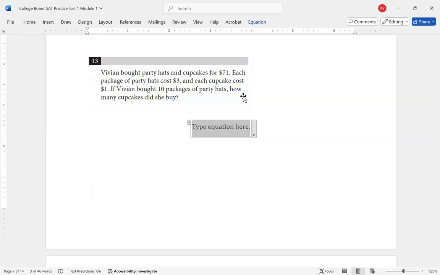So I'm going to set up an equation here for the amount she spent on hats and cupcakes. Since each package of hats costs $3, 3 times the number of packages of hats is going to be the money spent on hats. And since each cupcake cost $1, 1 times C is going to be the amount spent on cupcakes. That has to sum up or add up to 71. 3H plus 1C has to be equal to 71.